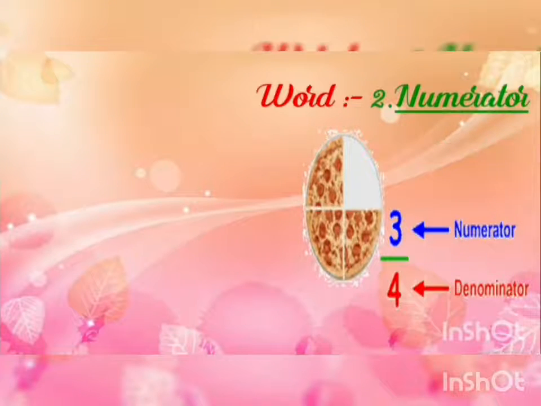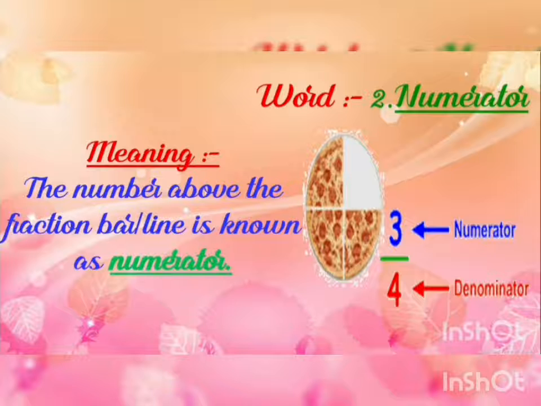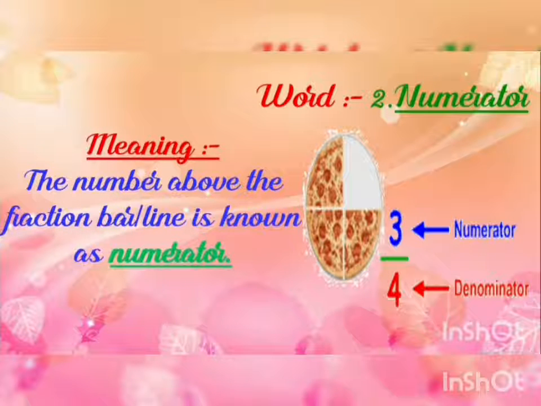Now, another important term is numerator. The number above the fraction bar or the line is known as numerator. For example, here you can see the fraction is 3/4 of a pizza. So 3 is the number written above the fraction line, that is your numerator.